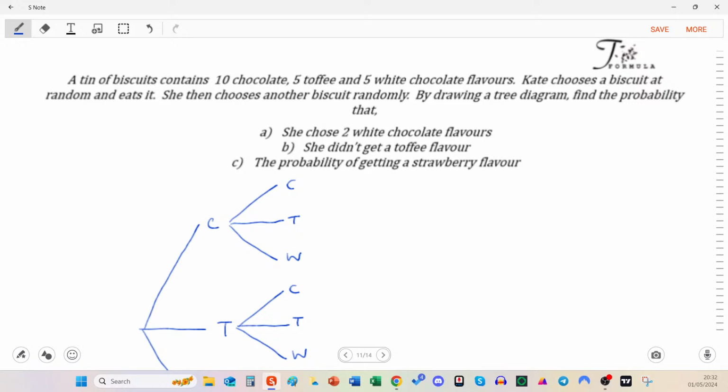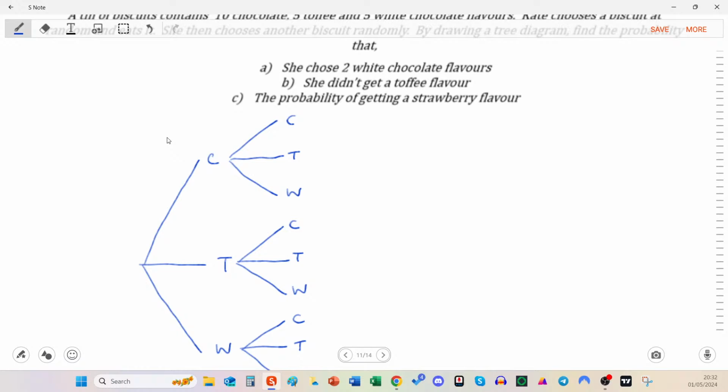Okay, so in the first case, how many are there in total? Well, there's 20, and 10 of them are chocolate. So this is going to be the 10 over 20 branch. 5 are toffee. This is the 5 over 20 branch. And 5 are white chocolate, so 5 over 20.